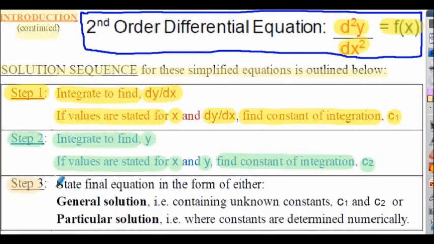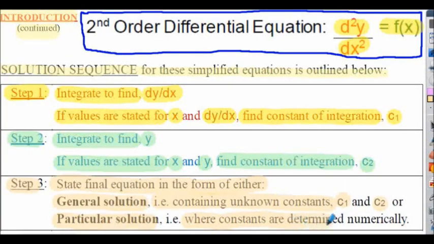Step 3, we simply state the final equation in the form of either the general solution, that's when the solution contains unknown constants C1 and C2, or we state it in the particular solution, that's where we've been able to solve for the values of constants C1 and C2. They're known numerically. The questions dictate whether we determine the general solution or the particular solution.